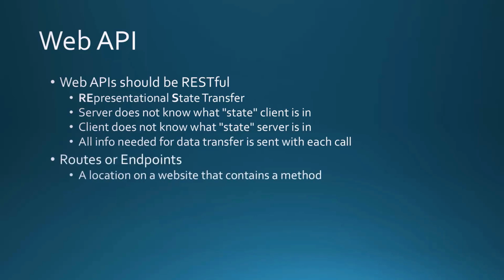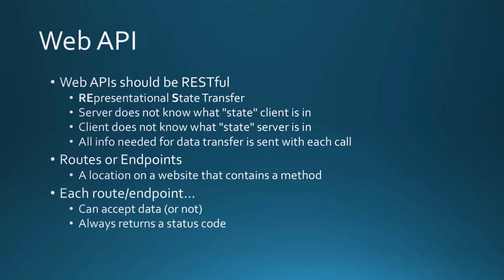Now, routes or endpoints are simply a location on the website that contains the method that you wish to call to get the data back. So each route or endpoint can accept data or not. Could be just a simple call like the one I just showed you. They always return a status code, and they can return data with that status code as well. They don't have to. It could just be a status code that is sent back, indicating that something was successful. Most likely, data is returned with each call, however.